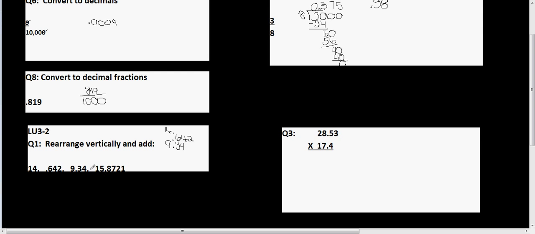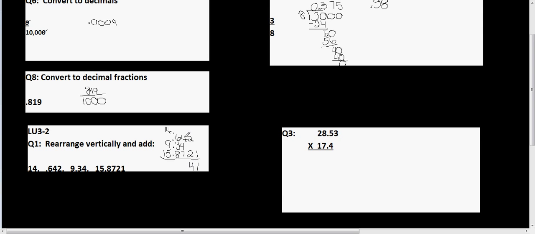And our last number is 15.872 and 1. And let's add these all up. Let's start with our column all the way over on the right hand side. The only thing we have in this column is a 1. Down it goes. Next column, 2 and 2, 4.